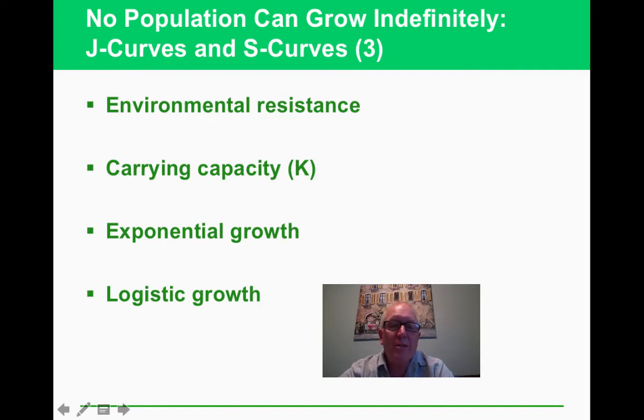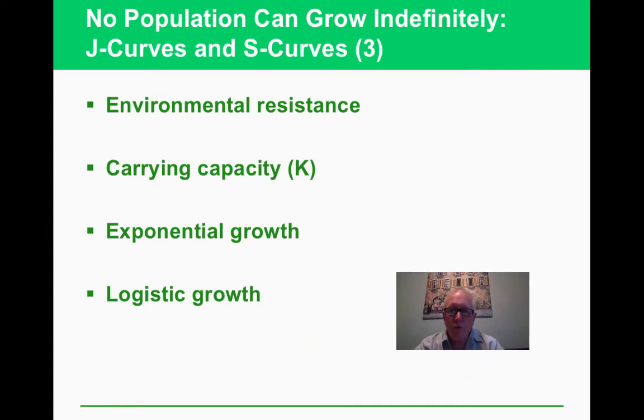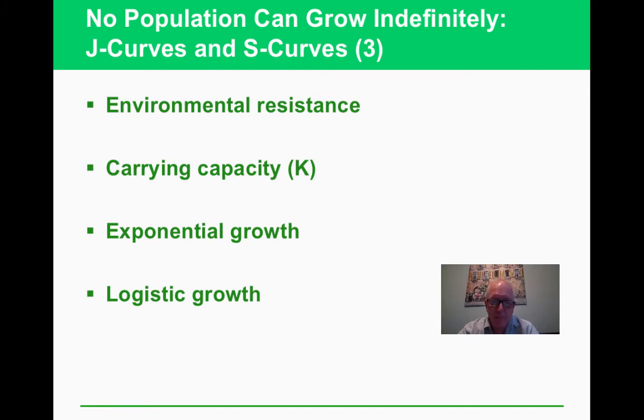And carrying capacity, K, is just the idea of, well, where is the limit to this amount of growth that you can have? Exponential growth is where you're kind of unlimited. You're growing very, very quickly. You're continually growing the population. That's what humans are doing now. And logistic growth is where the population has leveled out and is not growing anymore. And that's where you've reached the carrying capacity.